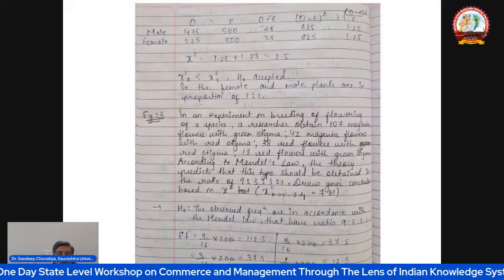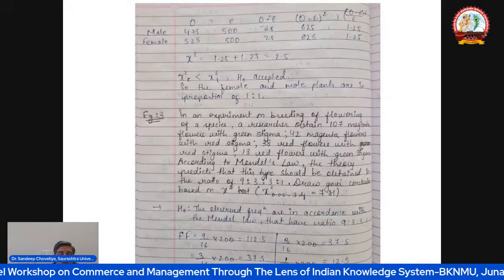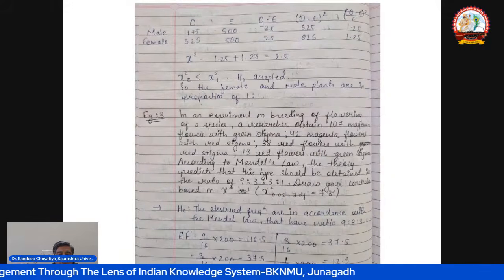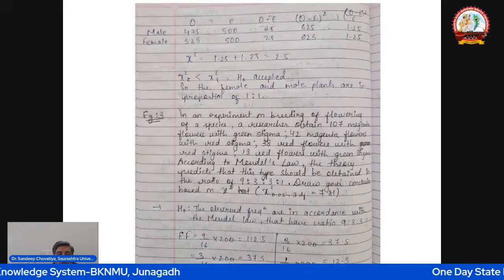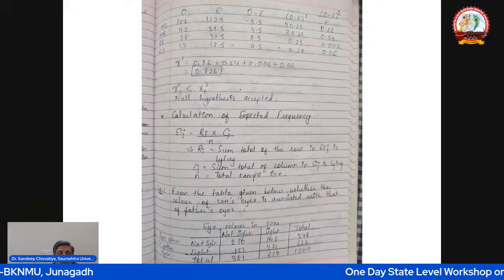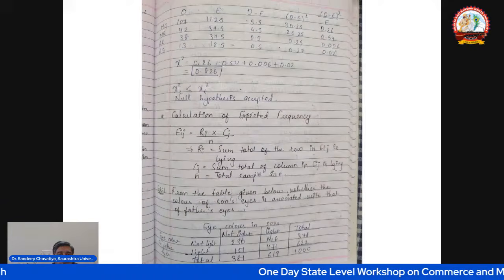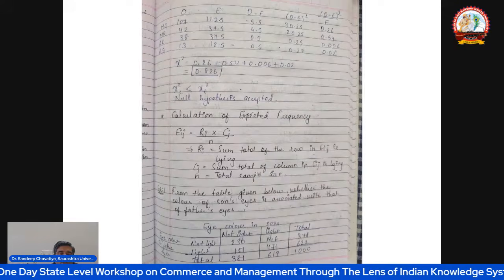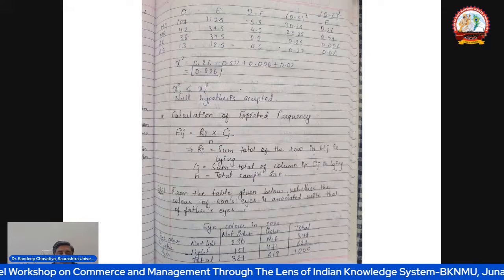And we find out whether they are following the Mendelian law or not. So with the help of this, first we find out the expected frequency, then whatever the observed frequencies are there, we prepare this specific table, and ultimately we find out the chi-square value, and based on that we conclude that the null hypothesis is accepted.